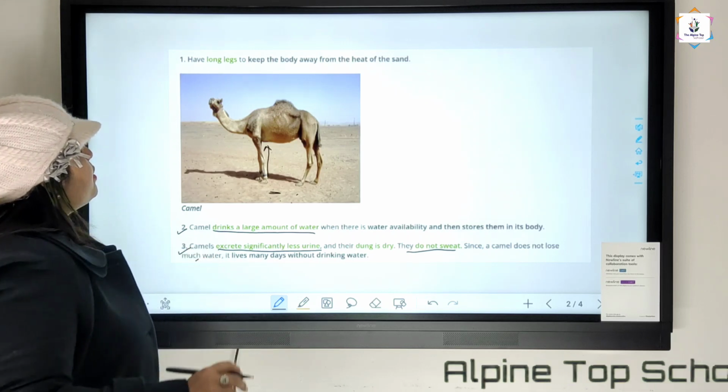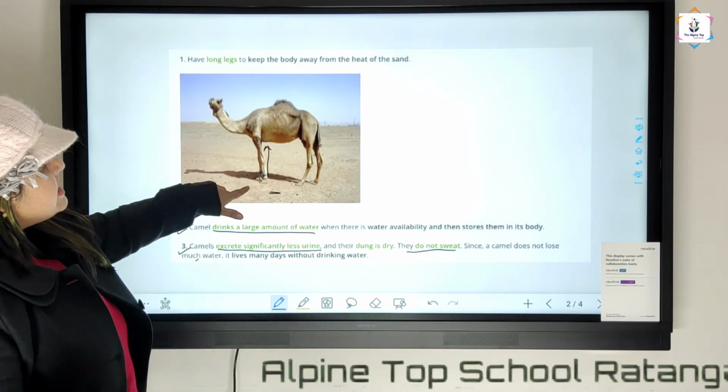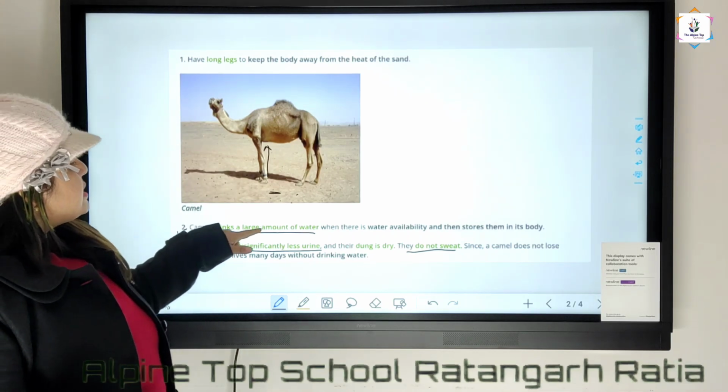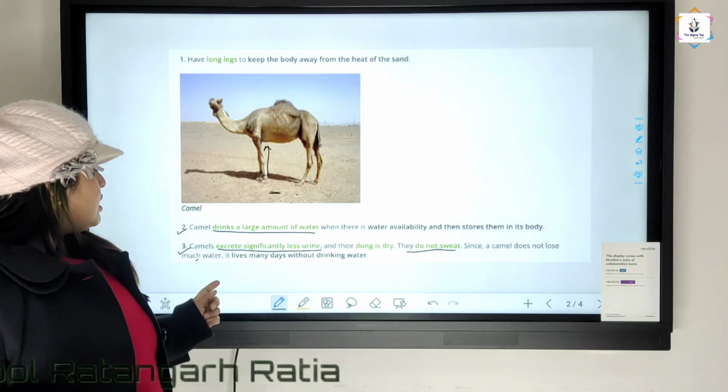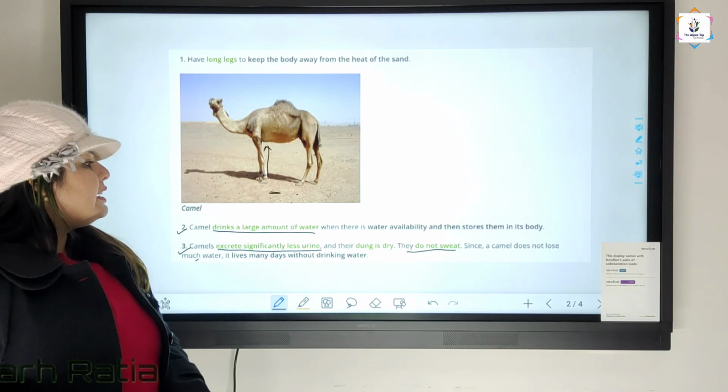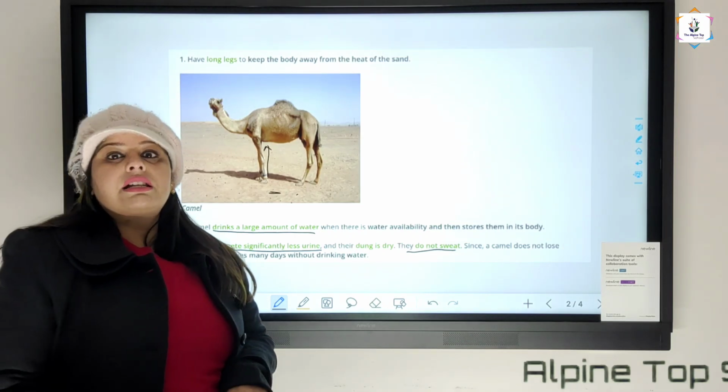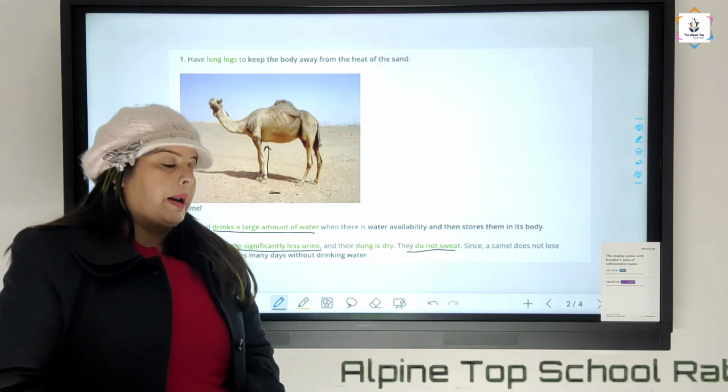So these are the first 3 points. Long legs it has. Second, it can drink a large amount of water at a time, up to 40 liters. Third, it can excrete significantly less urine and its tongue is comparatively dry.